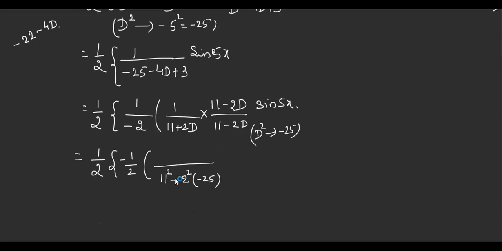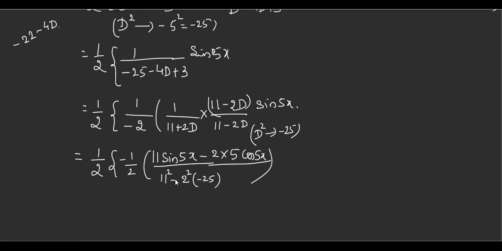Now here, I'll do the simplification for the numerator because it is becoming very big. So this is 11 minus 2D operating on this. 11 into sine 5x as it is, minus 2D operating on sine 5x means the derivative of sine 5x, which is 5 cos 5x. Just see how you are getting it.